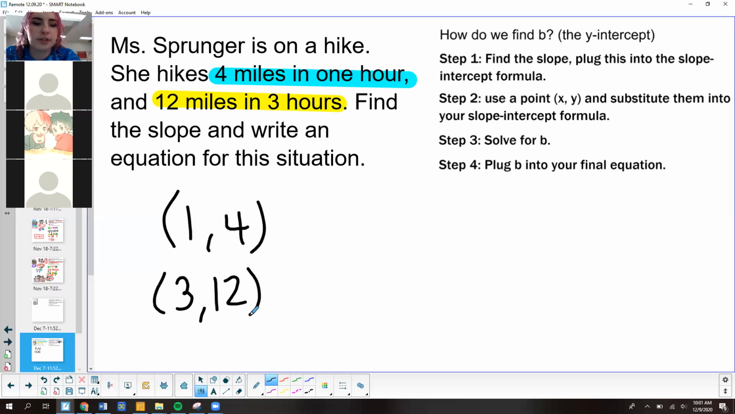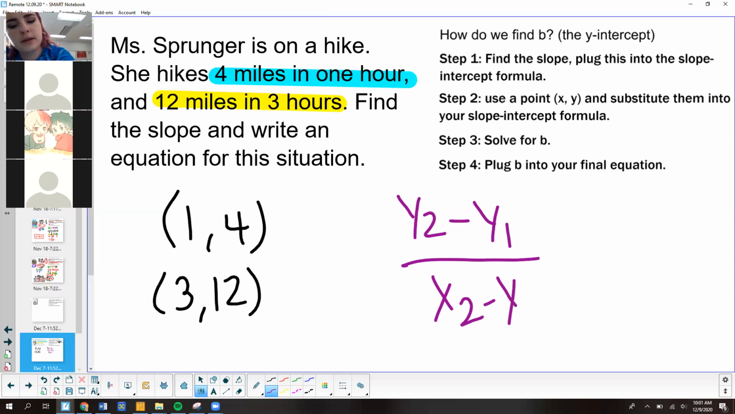And all I did was I just made one of them my X, one of them my Y. So miles is going to be my Y, and then hours is going to be my X if I was going to graph this. But I just took those out and created points. So now we should be able to find the slope because we know how to find the slope when we're given 2 points. Remember, we take Y2 minus Y1 divided by X2 minus X1.